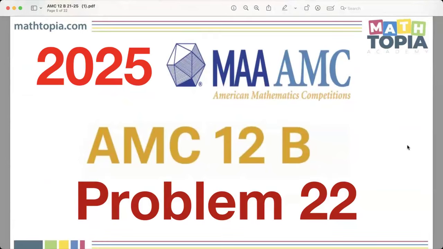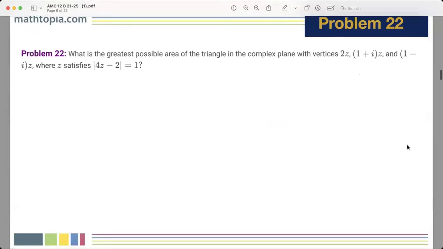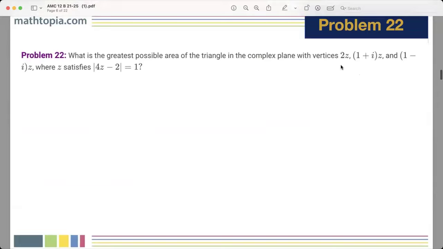This is 2025 AMC 12B problem 22. What is the greatest possible area of the triangle in the complex plane with vertices 2z, 1 plus iz, and 1 minus iz, where z satisfies absolute value 4z minus 2 is equal to 1?